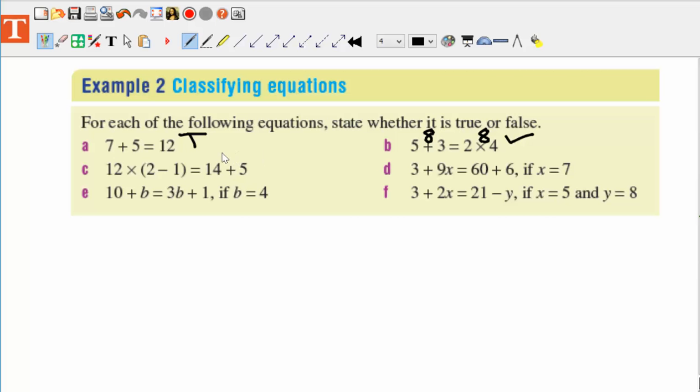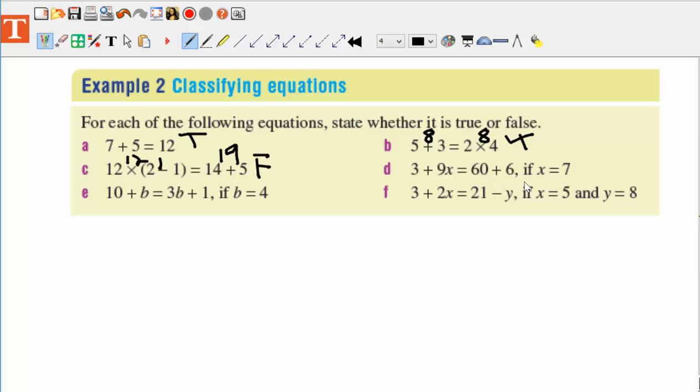Here, a bit of working out to do. 14 plus 5 is 19. This one, a bit of BIDMAS needed. I've got to do the brackets first. So 2 minus 1 is 1. So you end up with 12 times 1, which equals 12. 12 on the left side, 19 on the right side. That one is false. Sorry, I need to write true on there.